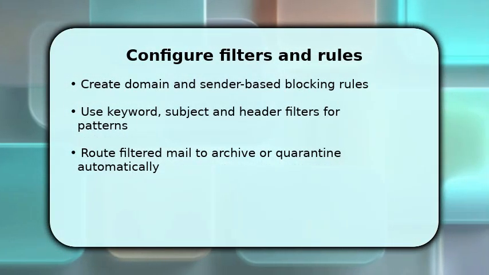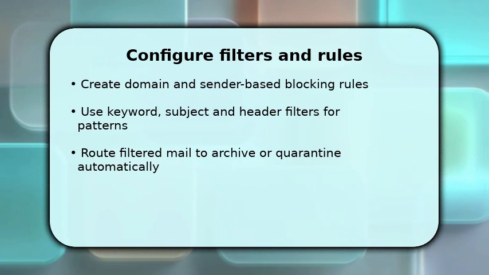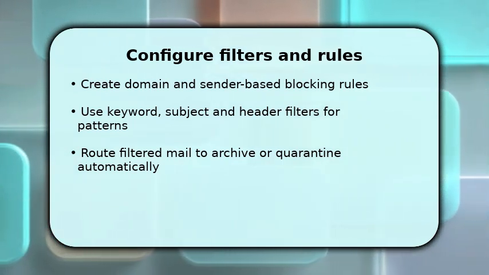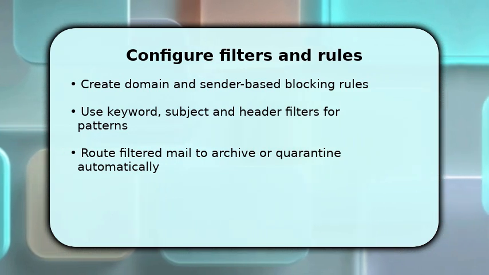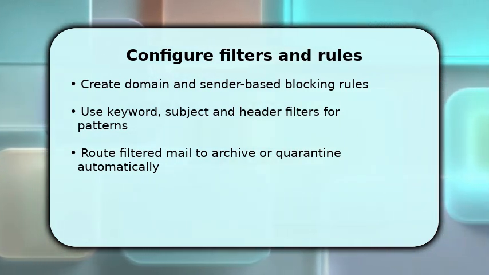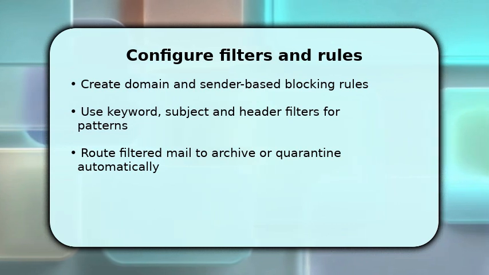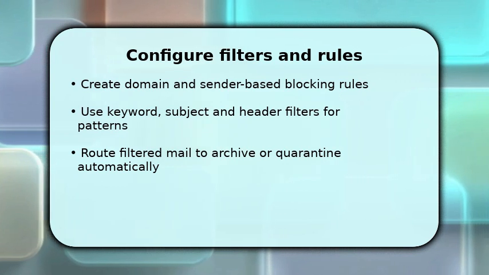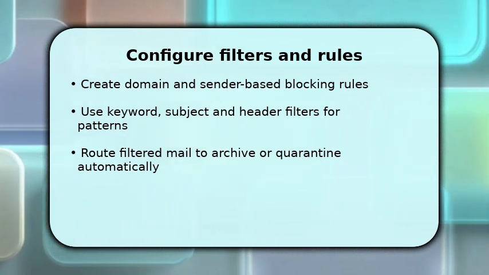Now you'll build targeted rules to stop repeat offenders. Create sender and domain blocks for persistent sources and add keyword or subject filters for common spam phrases. Headers reveal automated patterns. Once set, route matches to a quarantine or archive folder so you can review false positives. This prevents loss of real messages.